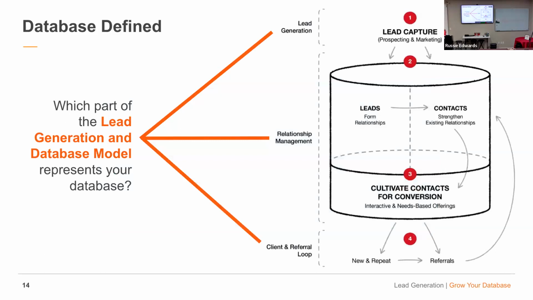Okay, database defined. So which part of the lead generation and database model represents your database? Contacts. Correct. So your database is the container that holds all the contact information for your leads and your contacts, okay? So a lead is somebody who has shown interest in your product that you're offering, and you have the right to a one-way conversation. Your contact is somebody that you're having a two-way conversation with.